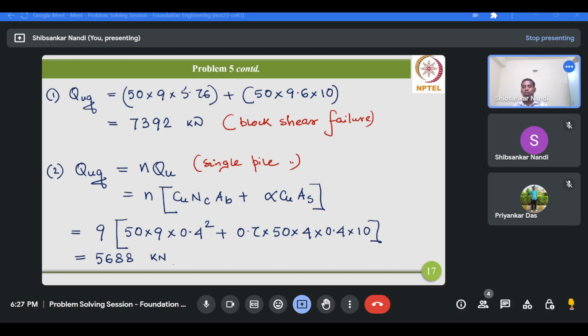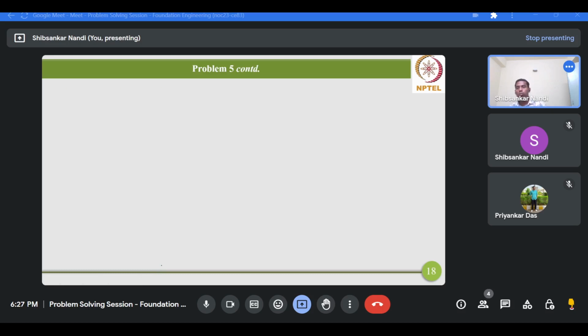Now we have to compare these two values, considering block shear failure and considering single pile failure. As you can see, scenario 2 gives us the minimum load carrying capacity. Therefore, to be on the conservative side, we have to consider scenario 2. So QUG final will be the minimum of 7392 and 5688.